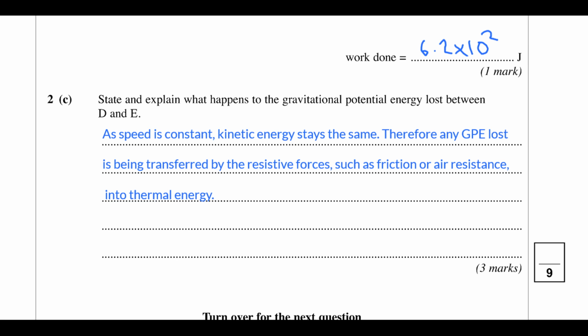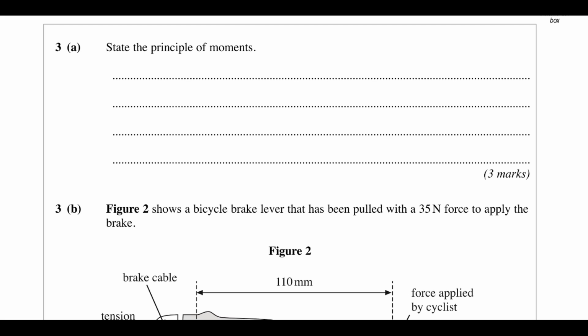Okay, so let's move on to question 3. All right, so we're going to look at some moments. So the first thing you want to do is state the principle of moments, and what that means is talking about moments in equilibrium. So for moments to be in equilibrium, the sum of all the clockwise moments must be equal to the sum of all the anti-clockwise moments about any given point on the object for it to be in equilibrium.